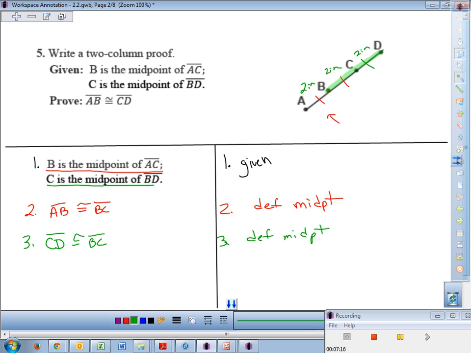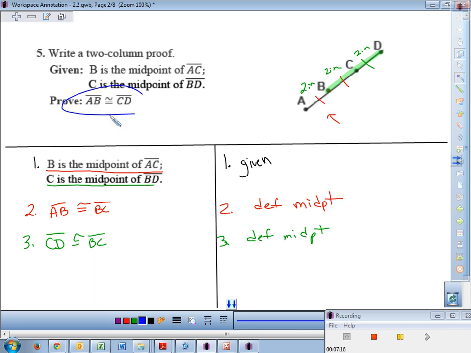How many midpoints did they give me? 2. And then how many times did I use the definition of midpoint? Twice. I haven't even looked at what they want us to prove yet. All I knew was they gave me 2 dirty words. I wrote the given, then I didn't mark anything. I went through each dirty word at a time and marked what they meant and wrote them down.